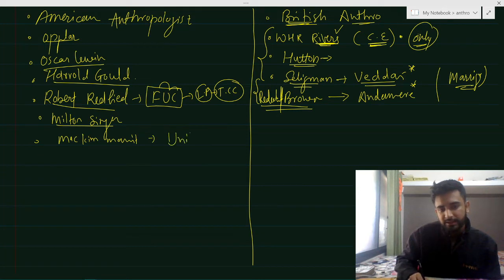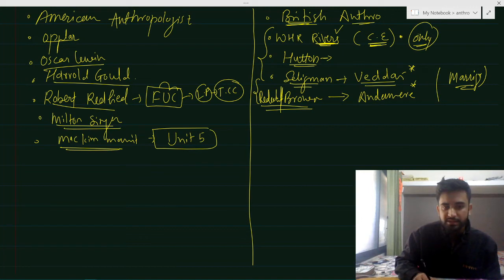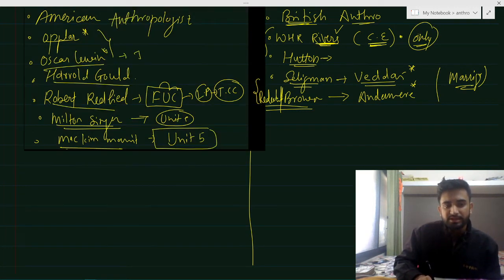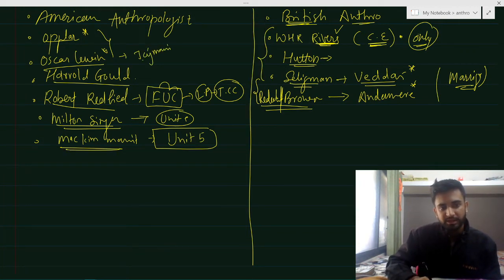Unit 5 basically will talk about this particular character. Milton Singer, same will be done in Unit 5, Paper 2. Oscar Lewis and Opler will also be covered over there, because you people have studied the Jajmani system, right? If not, go back and complete it first.